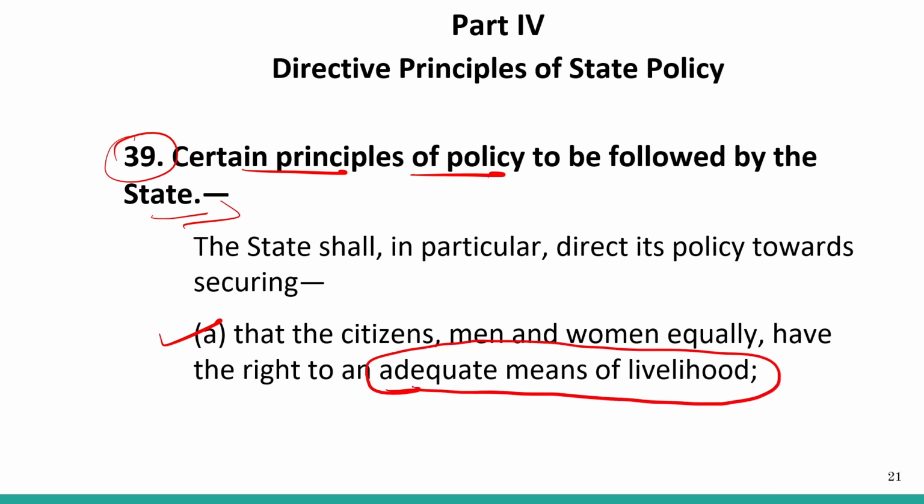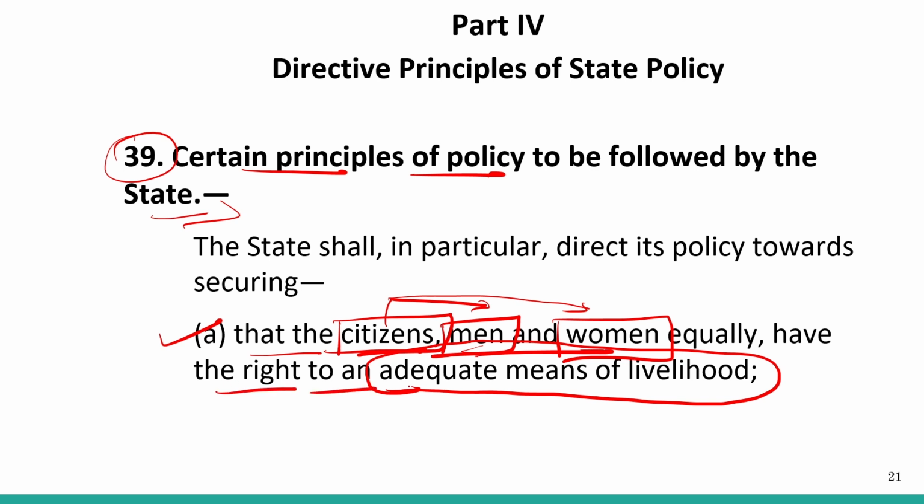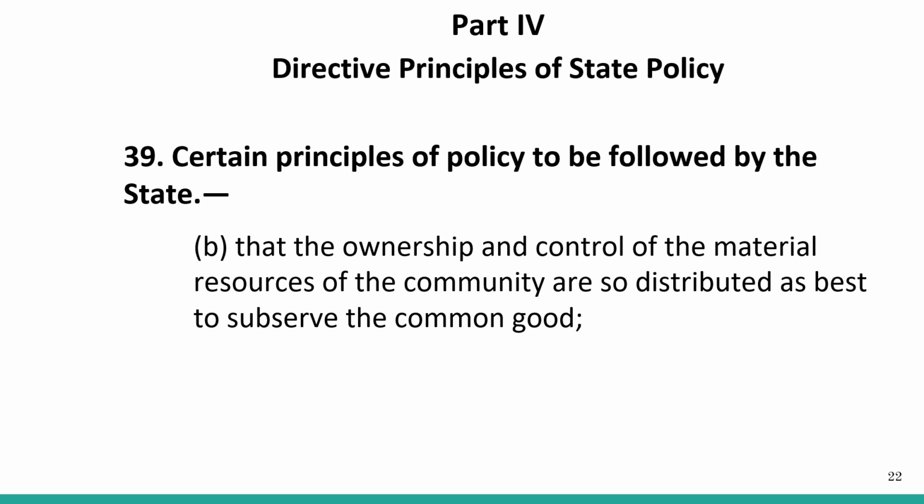It includes that the citizens, men and women equally. Okay, the citizens have been further classified under men and women, that they should have equally the right to an adequate means of livelihood. When you talk about adequate means of livelihood, it means that the citizens, whether a man or woman, should be given equal adequate means of livelihood. It can be employment also, it can be food and shelter also, everything. Then the ownership and the control of the material resources of the community are to be distributed so as best to serve the common good.